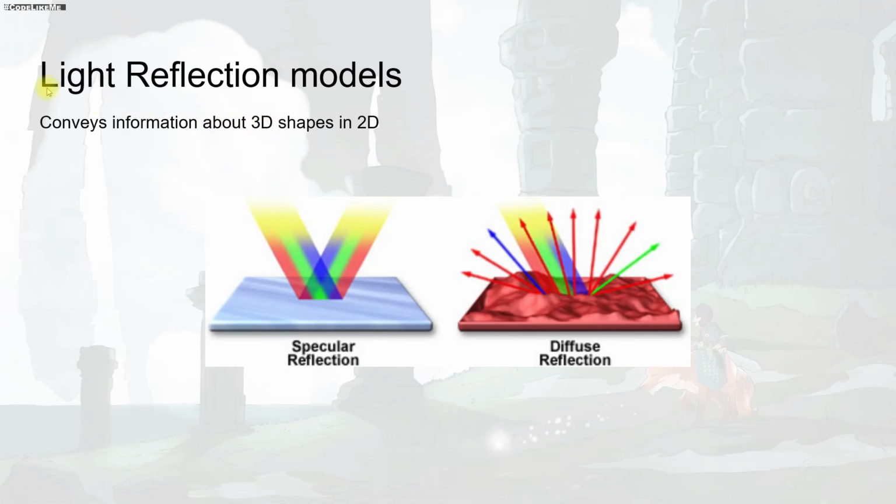So this is how we convey information about 3D shapes in 2D. That means when we render some object on a 2D computer monitor or any other display, even though the screen is flat, we know that it is a 3D object. We can identify that because we understand the way the light is being reflected. With that we can perceive the depth of the object.